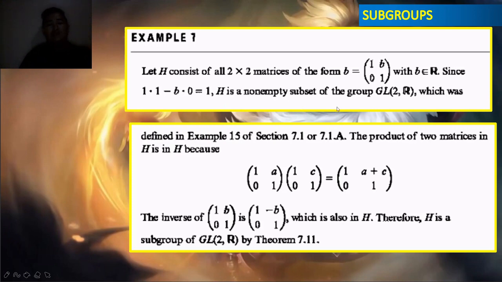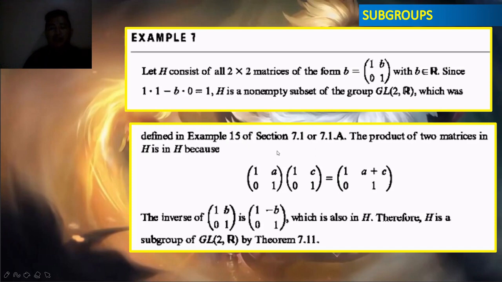So, H is a non-empty subset of the group GL2R. Di ba, ang GL2R kay dapat not equal to 0 ang determinant. Equal man ni 1 tanan. Tama, bisag unsa pa imong B diha kay B times 0 is 0 man ni, so 1 times 1 is 1 gyud. Okay, so subset ni siya sa GL2R. Dapat not equal to 0 man to, di ba? Katong A times D minus B times C, defined in example number 15.